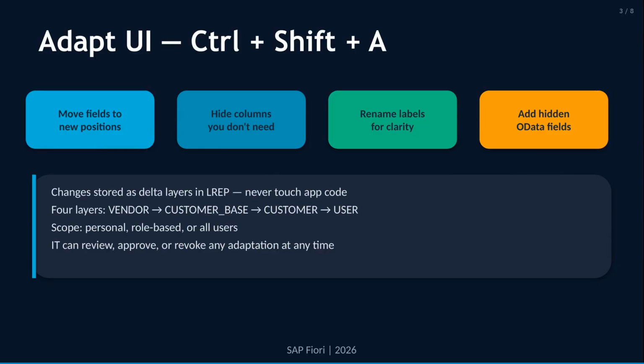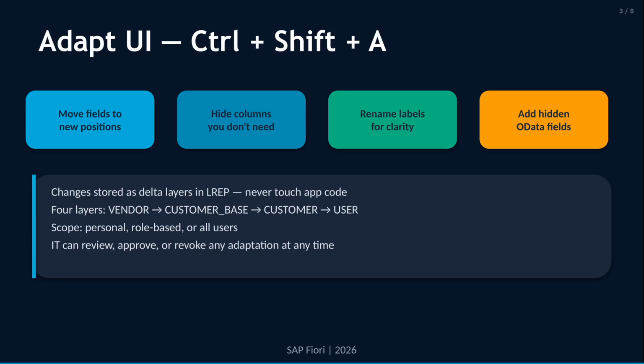Let us start with the most commonly used capability, Adapt UI. You activate it by pressing Ctrl plus Shift plus A in any Fiori Elements app, or by clicking the user icon and selecting Adapt UI. This puts the app into edit mode, where you can drag fields to new positions, hide columns you do not need, rename labels, and add fields from the underlying OData service that are not shown by default.